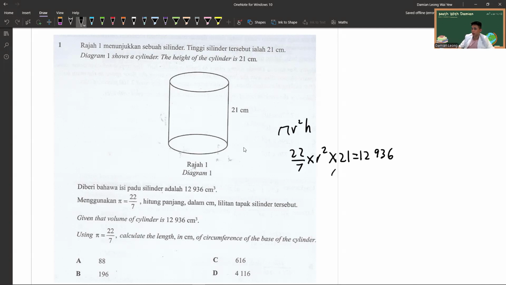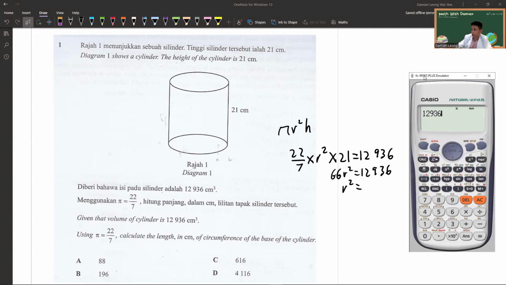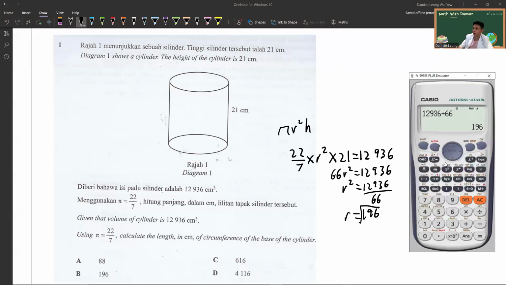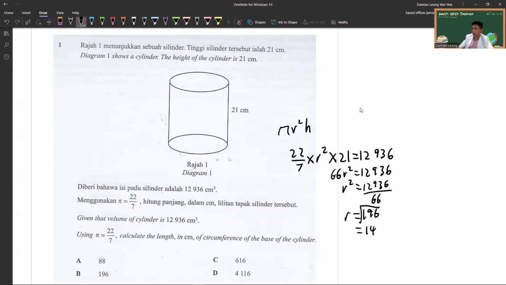We will get 66. 66 r square is 12,936. Bring over the 66, we divide by 66. So 12,936 divided by 66, we will get 196. To get rid of the square, the opposite is square root. Square root of 196, we will get 14. So the radius is 14 cm.